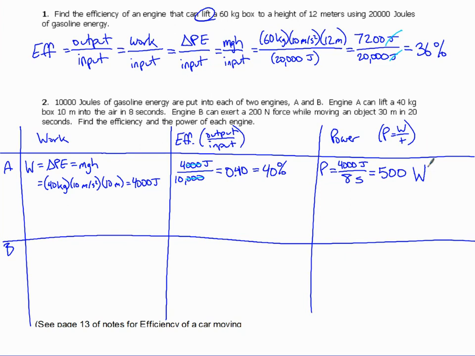Engine B can exert a force of 200 newtons while moving an object 30 meters in 20 seconds. We have a force, we have a distance. So we're going to calculate work like this. Force is 200 newtons. Distance is 30 meters. 6,000 joules of work.